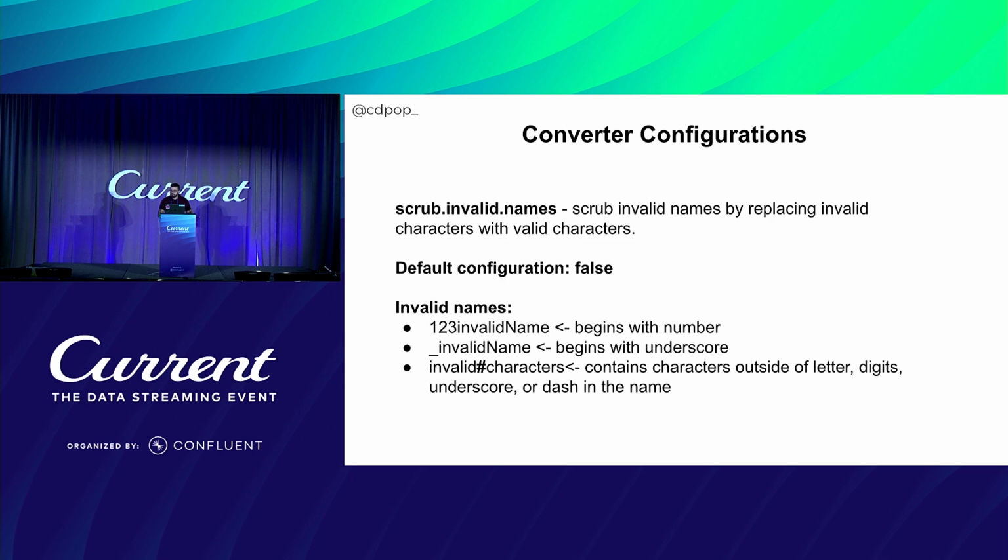And then if you have an invalid character within the field name. Well, what's an invalid character? Anything outside of a letter, digit, underscore, and dash is considered an invalid character. So if you put a pound symbol, like invalid pound characters, that's going to throw you an error at the converter level. As I mentioned, this particular configuration is set to false by default.